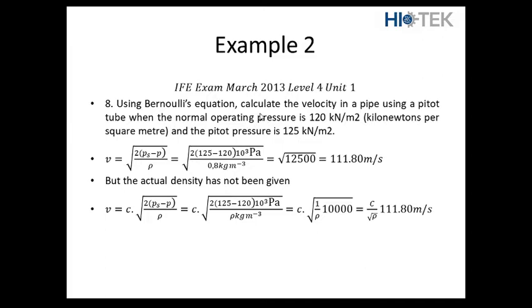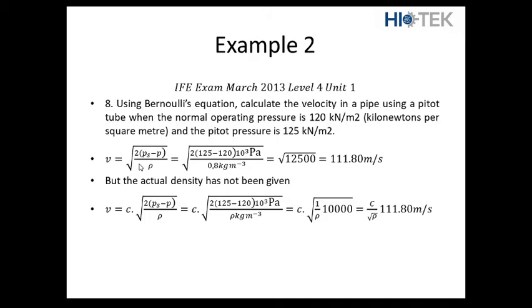This is another IFE question taken from 2013. It says, using Bernoulli's equation, calculate the velocity in a pipe using a Pitot tube when the normal operating pressure is 120 kilonewtons per square meter, or kilopascals, and the Pitot pressure is 125 kilonewtons per square meter. Sorry, that's not exactly right. Yeah, that is right.